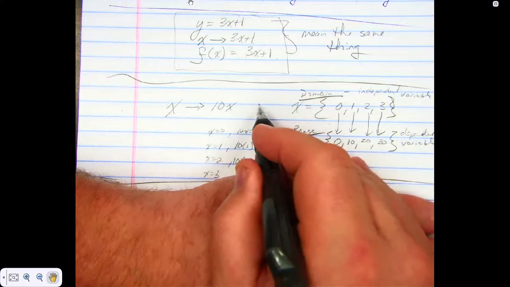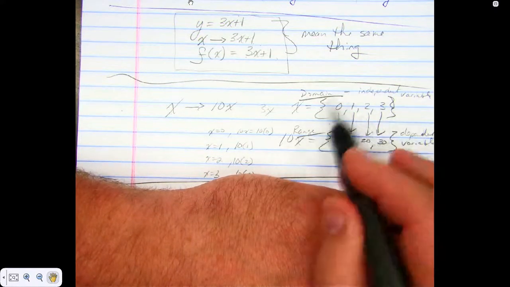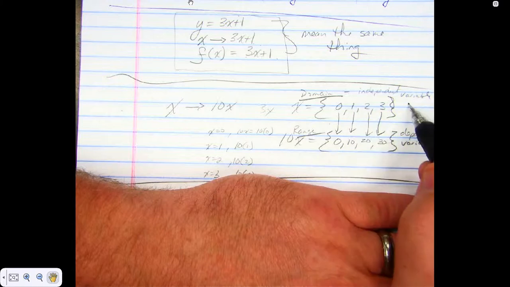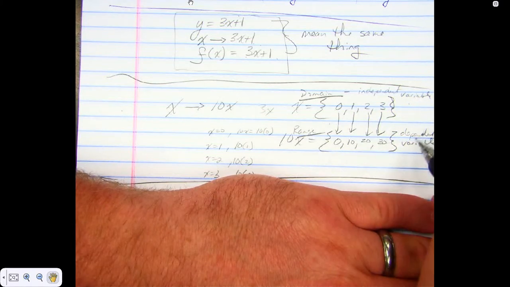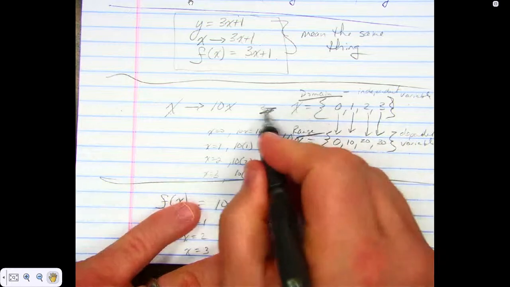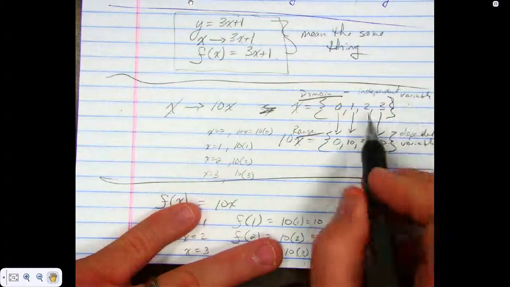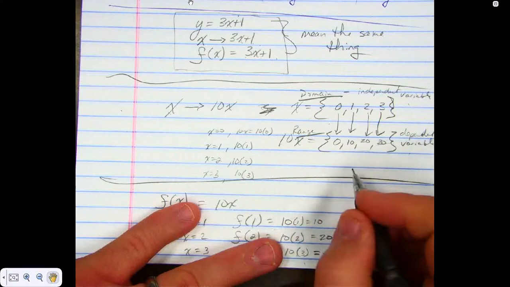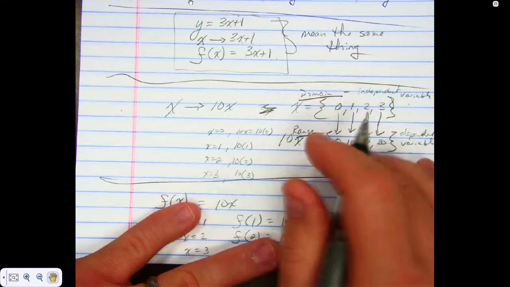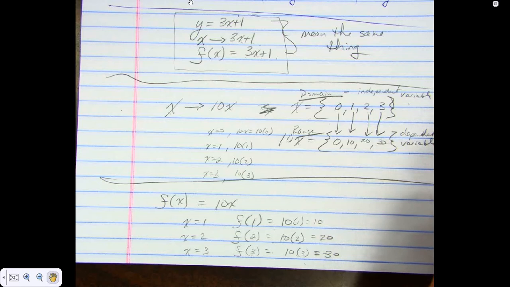If I change this function, would the range change? If I change this from 10x to 3x, would the range have changed? Or would the domain have changed any? No, that's why these are independent variables, and the range is what? Dependent variables. Okay? Because the domain, you can change the function, the domain won't change, but the range will, right? Because you're putting it into a different machine now, and therefore spitting out a different answer. Okay?